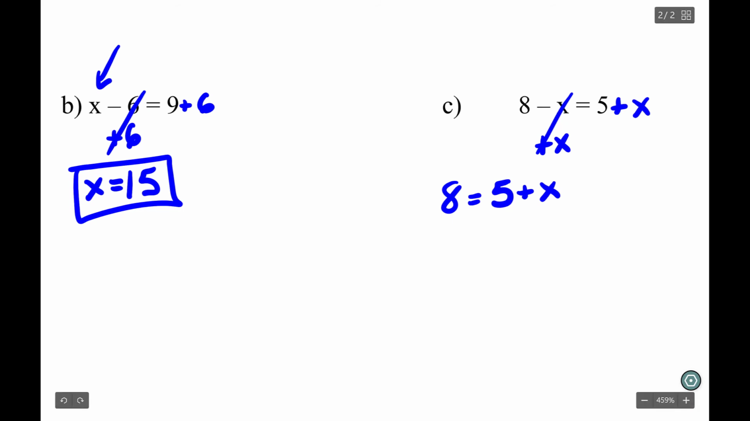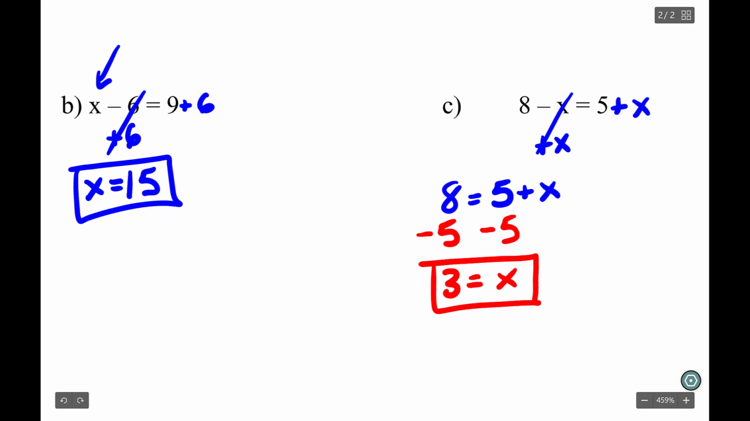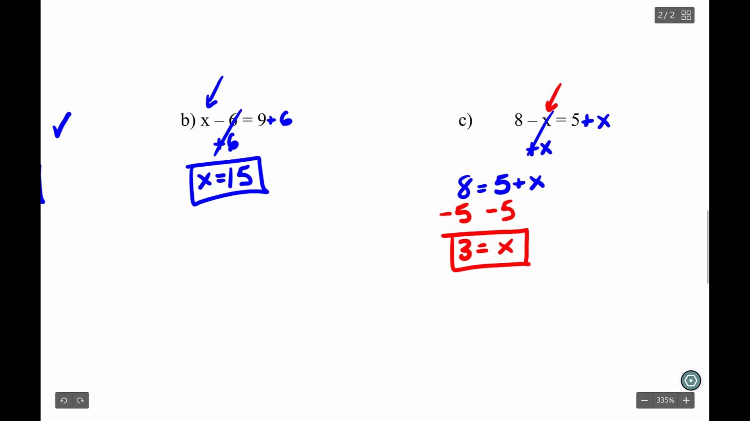And then I'm going to subtract the 5 to the other side. And 8 minus 5, of course, is 3. So x is equal to 3. And then I could double check my work. If I put a 3 into there, 8 minus 3 is equal to 5. So I know I've done it right.